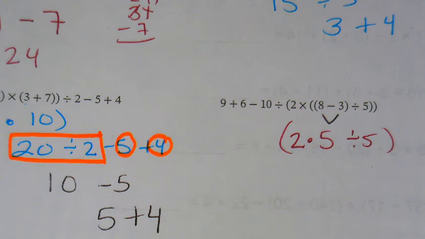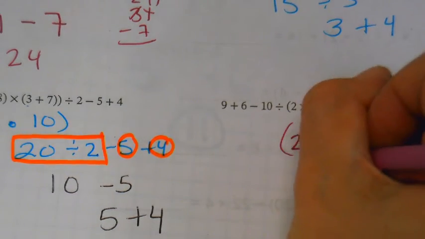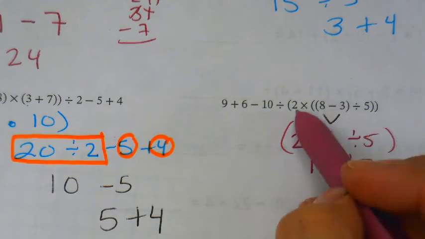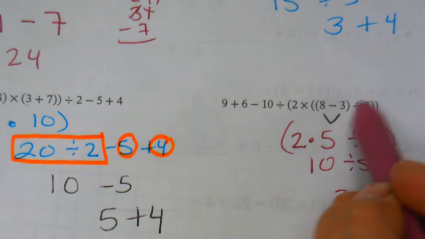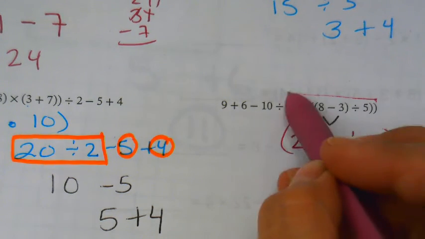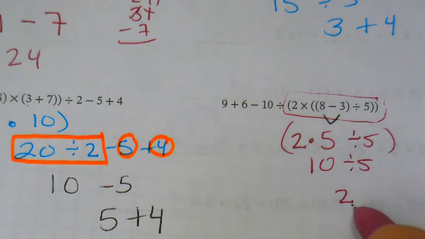What do I do first? Times, because it comes first. What's 2 times 5? 10. Divided by 5? 2. So all of this, from this set of parentheses, is just 2.